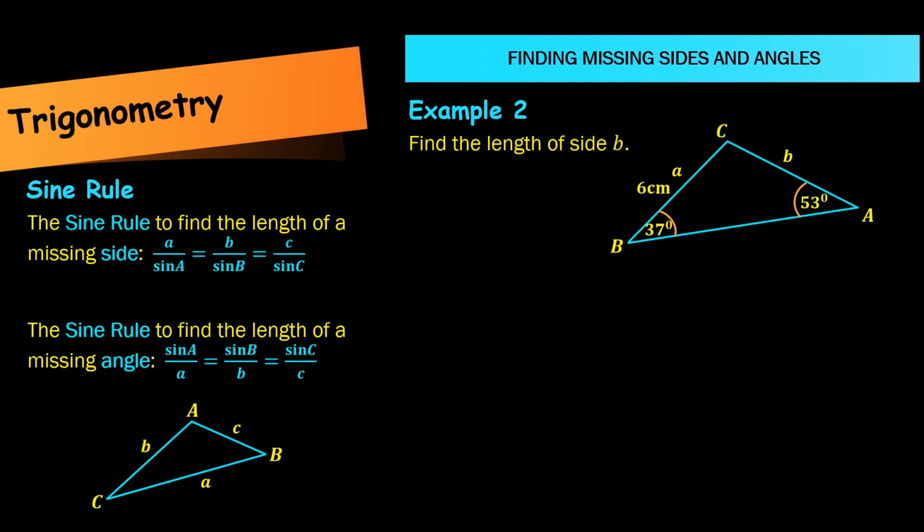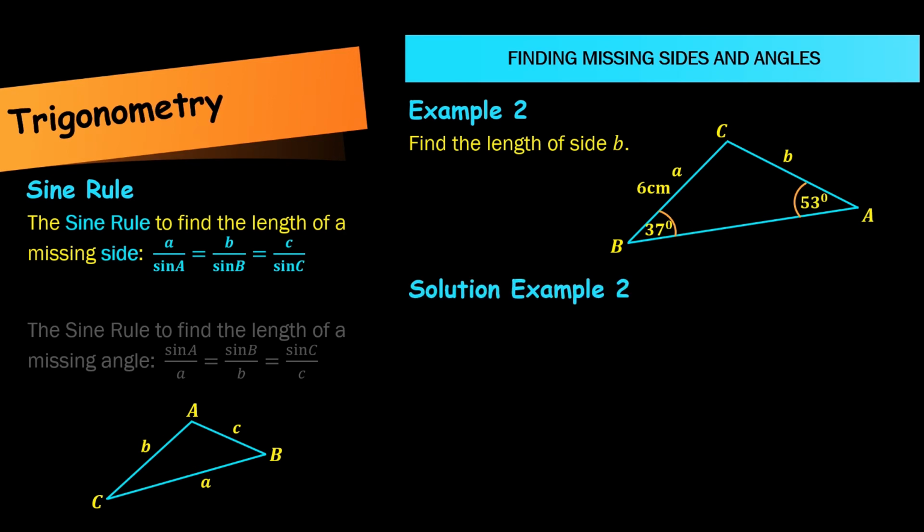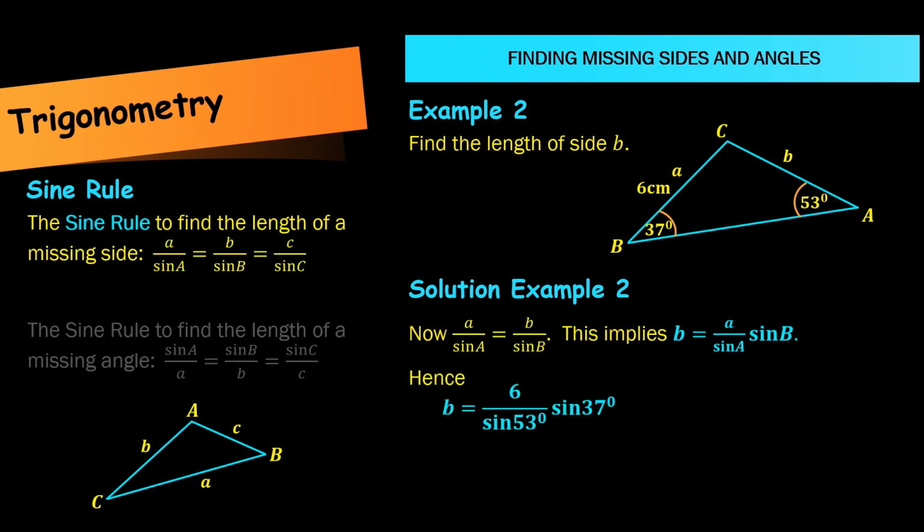Now let's take a look at another example. We are required to find the length of side B. So therefore, we're going to use the highlighted formula. So let's solve this example. Rearranging the sine rule implies B equals A over sine A times sine B. And then plugging in the values gives us B equals 6 over sine 53 times sine 37.